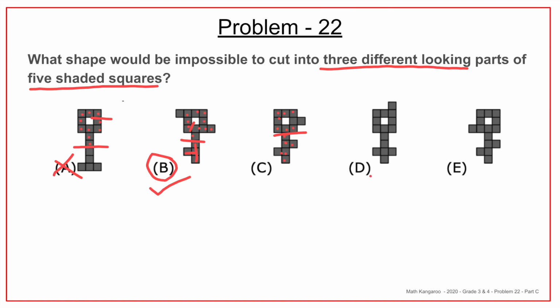It will never match. Similarly, 1, 2, 3, 4, 5, cut 1, 2, 3, 4, and 5. It will always be different. All three pieces will be different in here. 1, 2, 3, 4, 5, cut it. We don't get this leg base, and it will be again different. So our answer is option B.